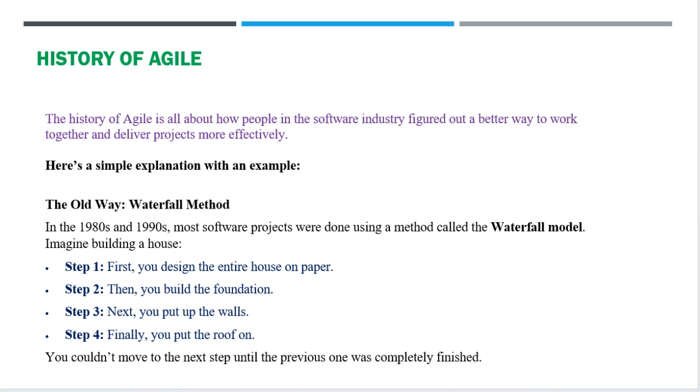The old way was the waterfall method, as we already know. In the 1980s and 1990s, most software projects were delivered using a method called the waterfall model. Imagine you want to build a house. The first step is to design the entire house on paper. Then the second step is to build the foundation, and the third step is to put up the walls. Once you have put up the walls, the final step is putting the roof on.